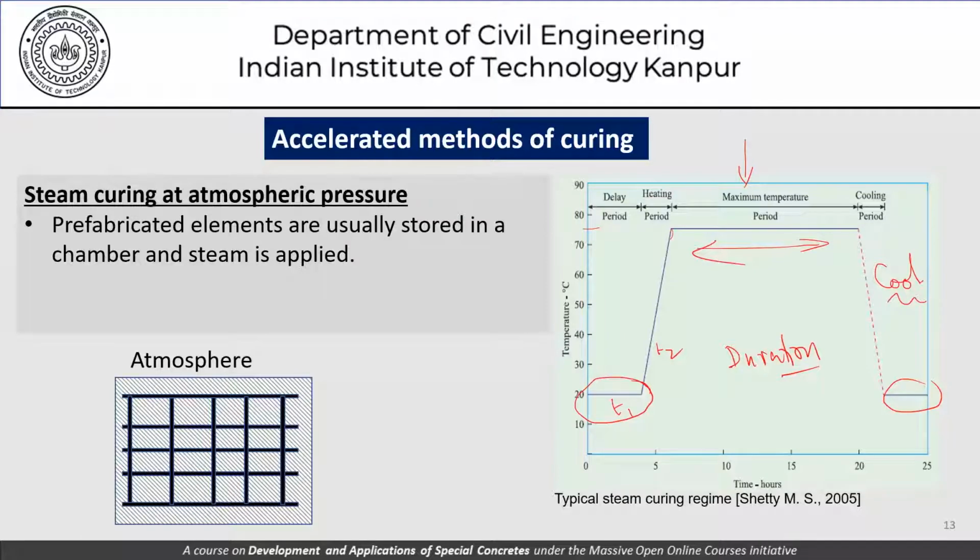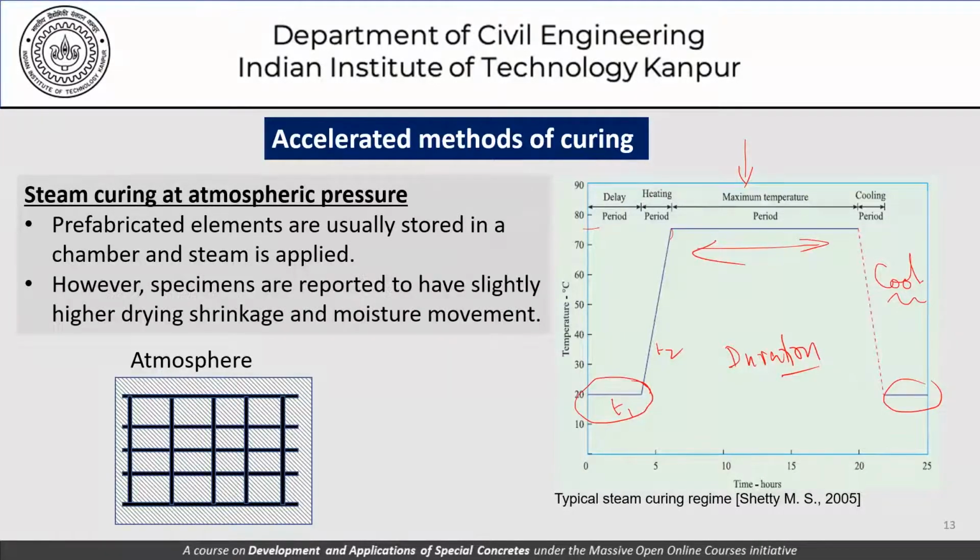So the prefabricated elements are usually stored in a chamber and steam is applied. The specimens are reported to have slightly higher drying shrinkage and moisture movement when it comes to using precast concrete with steam curing. So this picture here is of course a diagrammatic or a schematic sketch of the RC members that are being stored and subjected to steam curing.